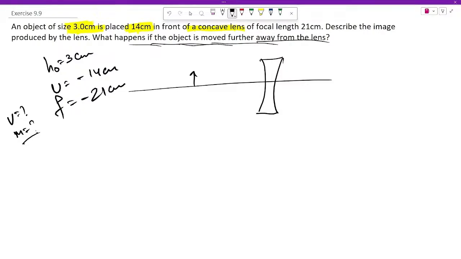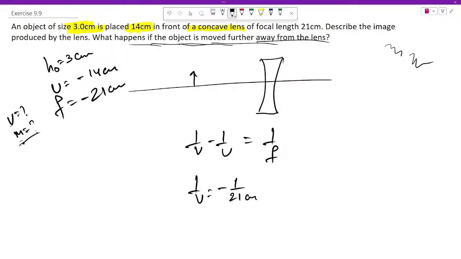Now let us first use the lens formula over here. We will find the value of v, then we will find the value of m, and then we will comment on the nature of the image. So using the lens formula, we have 1/v - 1/u = 1/f. So here 1/v would be equal to 1/f plus 1/u, that is minus 1/21 centimeter, and then u will go on that side and that too is negative, so it will remain minus 1/14 centimeter.